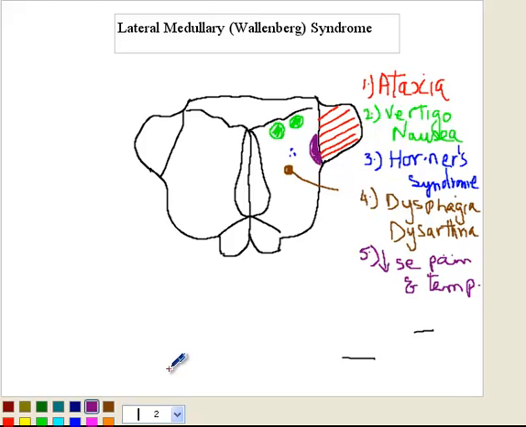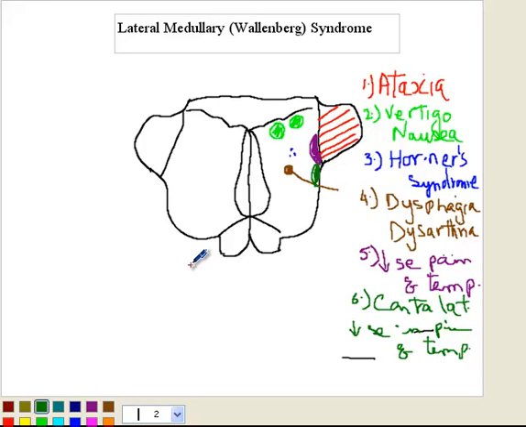And number 6, let's choose a different color here. We'll choose a dark green color. You also have involvement of the spinothalamic tract. And this leads to, this is the one thing that is contralateral. So it gives you contralateral decrease in pain and temperature. Let me just fix my spelling here.